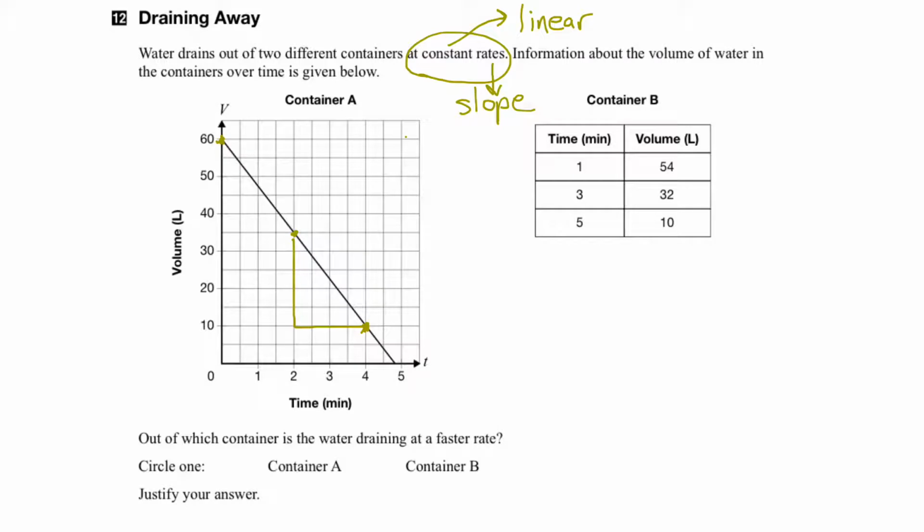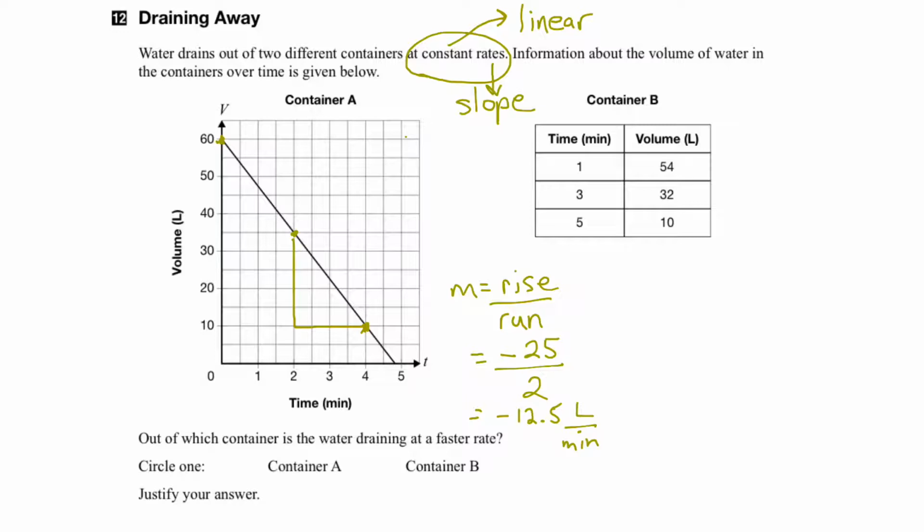We know that slope m is equal to the rise over the run. So if we start here, we're actually going down, so that would be 10, 20, 25. The rise in this case would be minus 25 because we're going down. And the run here would be from 2 over to 4, which is 2. So this would equal negative 12.5. In this case, the rate would be liters per minute. So the container is draining at 12.5 liters every minute.